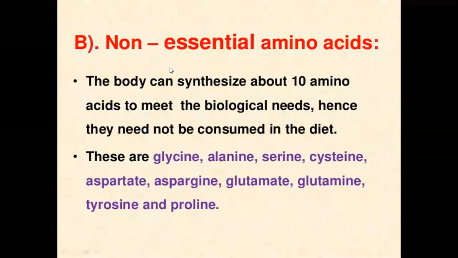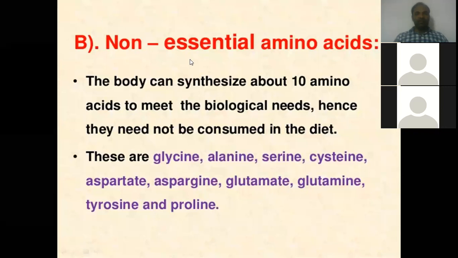Now come to the non-essential amino acids. अभी हम non-essential amino acids के बारे में discuss करेंगे. Here we are going to discuss the non-essential amino acids. The body can synthesize about 10 amino acids to meet the biological needs. Hence, they need not be consumed in the diet.